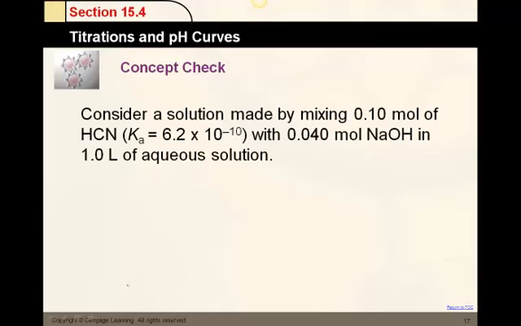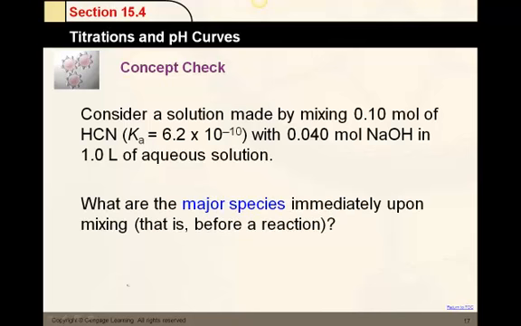This is the example I think I was referring to before, where this particular set of PowerPoint slides doesn't give you an answer for this one, so we're not going to work it out. But it does say, consider a solution made by mixing 0.1 mole of HCN, there's its Ka value, with 0.04 mole of NaOH in 1 liter of aqueous solution. What are the major species immediately upon mixing? That is, before a reaction.